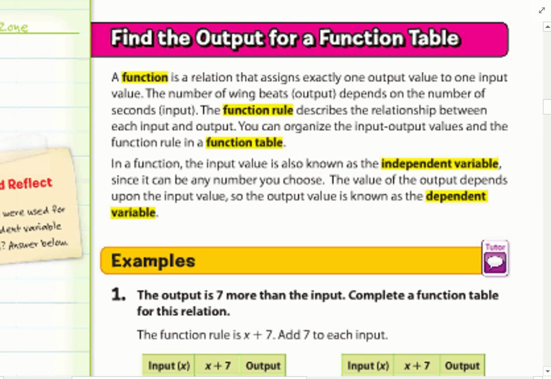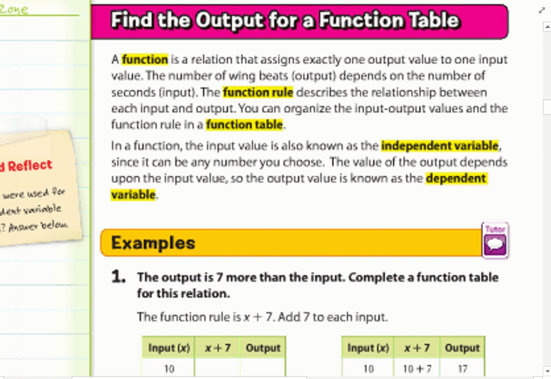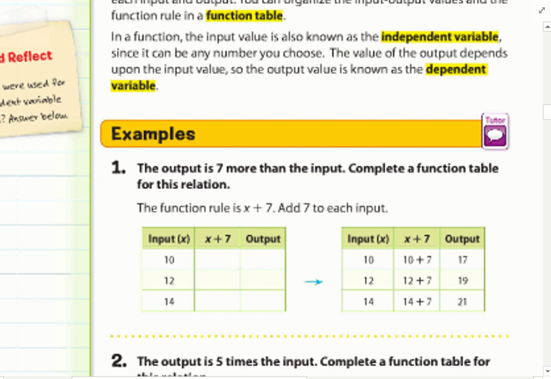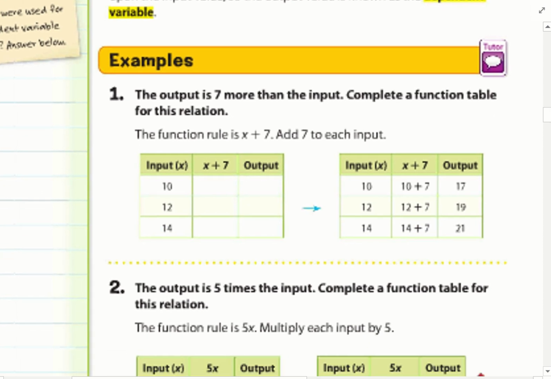So a function is a relation that assigns exactly one output value to one input value. The number of wing beats, the output, depends on the number of seconds, the input. The function rule describes the relationship between each input and output. You can organize the input-output values in the function rule in a function table. In a function, the input value is also known as the independent variable, since it can be any number you choose. The value of the output depends upon the input value, so the output is going to be the dependent variable.